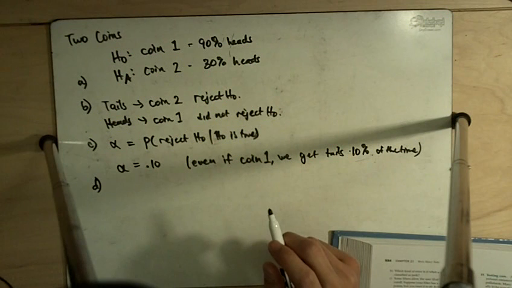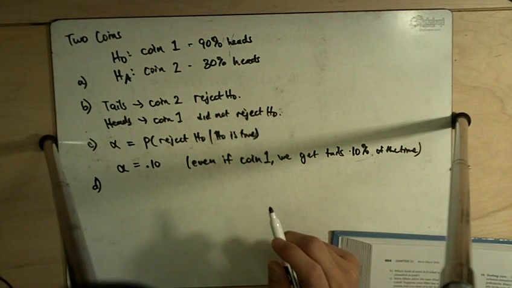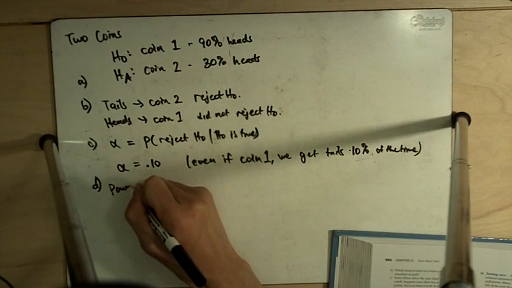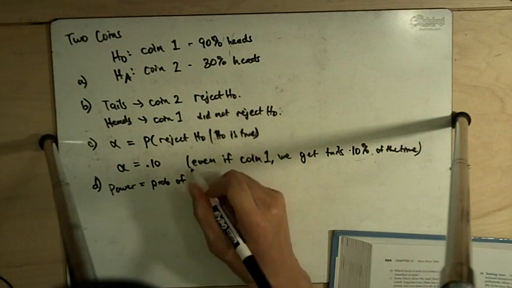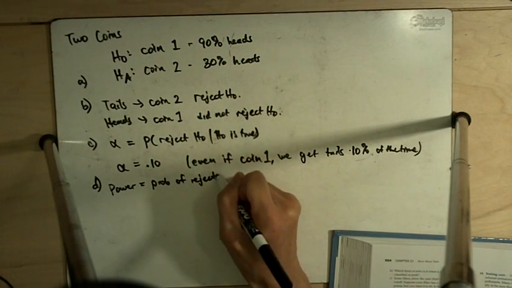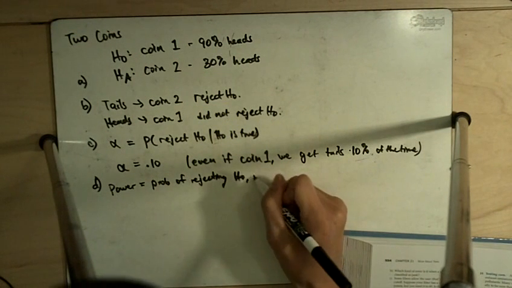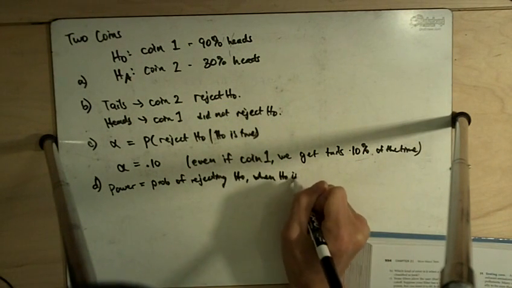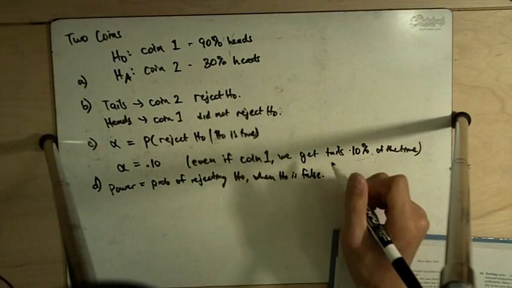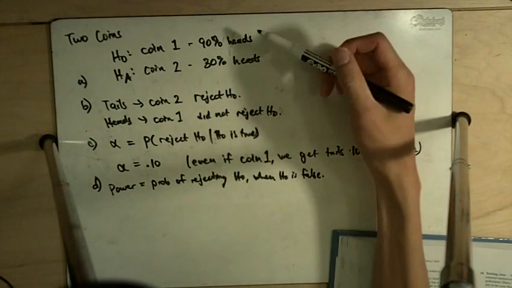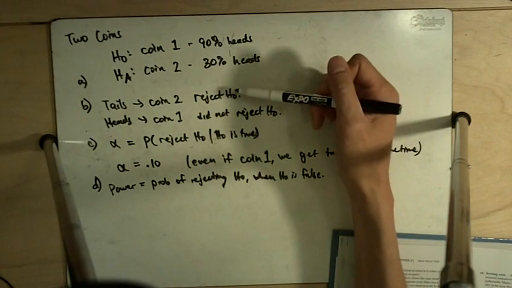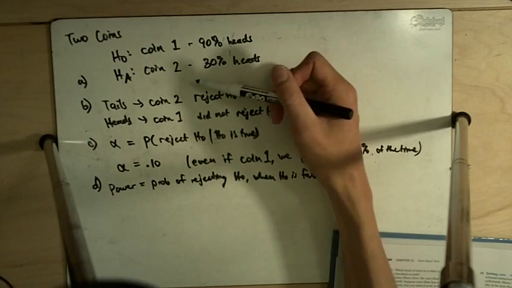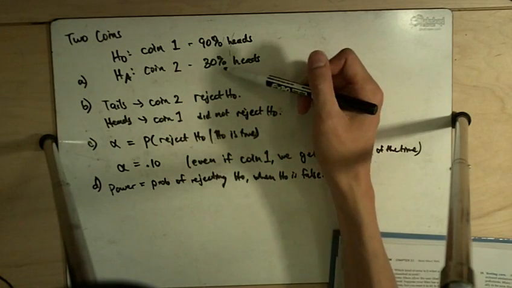How large is the power of this test? How many possibilities are in the alternative hypothesis? So the power is the probability of correctly rejecting the null when the null is false. Okay? So we're going to reject the null whenever we spin tails. And under the alternative, if we actually have coin 2, how often do we spin tails?